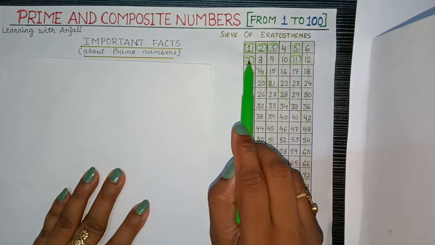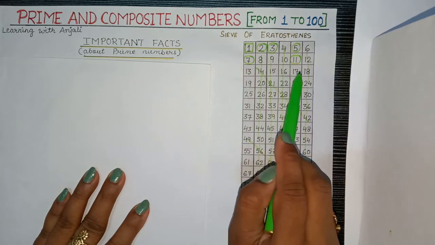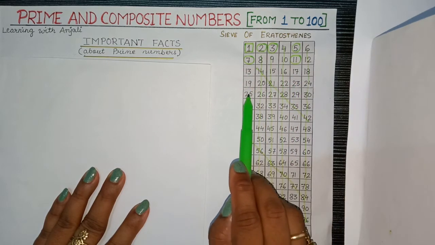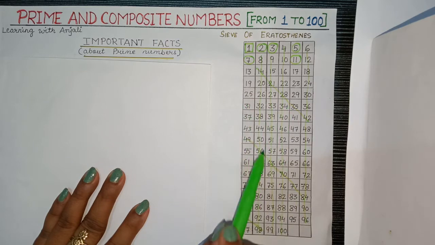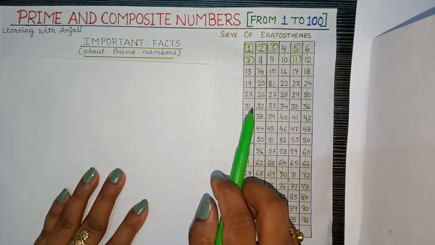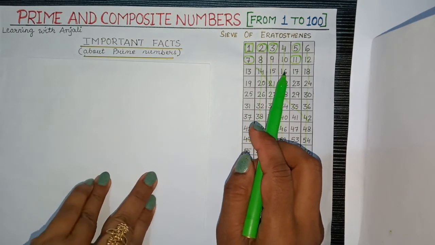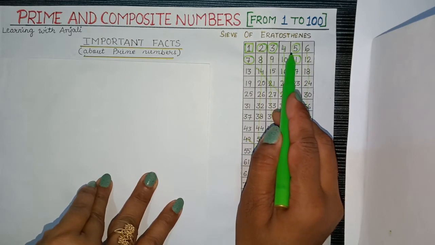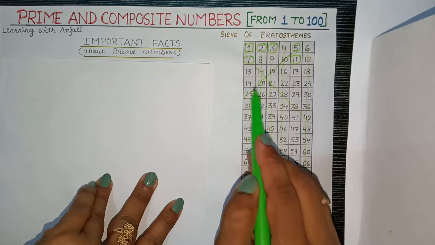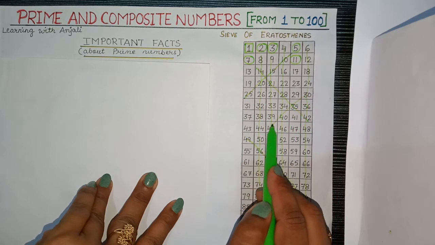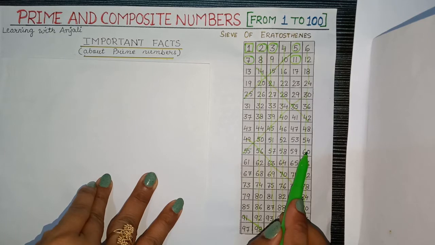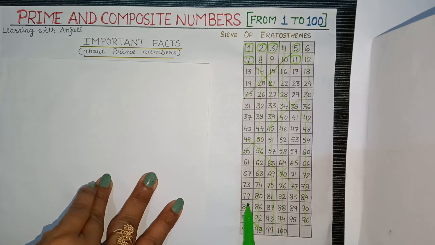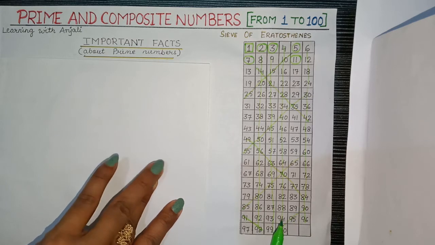1, 2, 3, 4, 5, 6, 7, 8, 9, 10. Before counting, there are few numbers which have to be cut. Multiples of 5. So cut the multiples of 5. Here 35. Now from here 60, 65, 70, 75, 80, 85, 90, 95, 100.